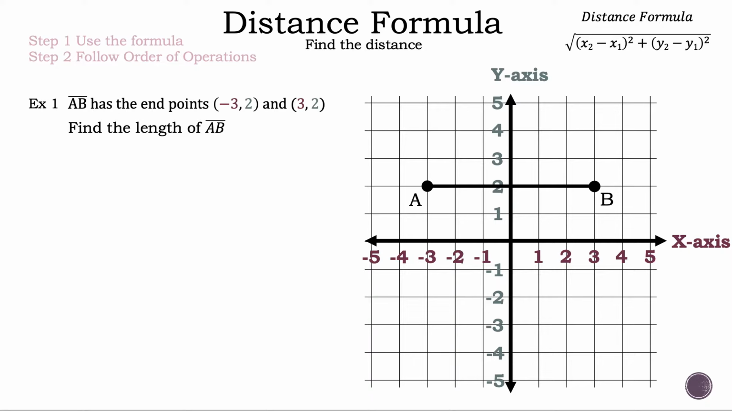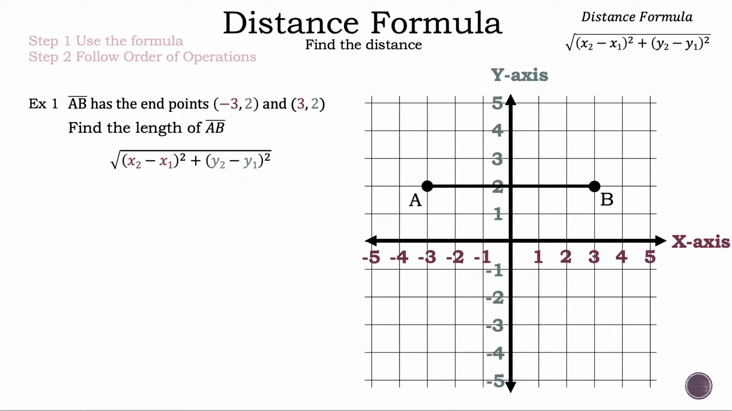Now let's read the question. Segment AB has the endpoints negative 3, 2, and 3, 2. Find the length of segment AB. Since segment AB has been plotted already, all we have to do is write down the distance formula. And that formula is the square root of x2 minus x1 in parentheses squared plus y2 minus y1 in parentheses squared.